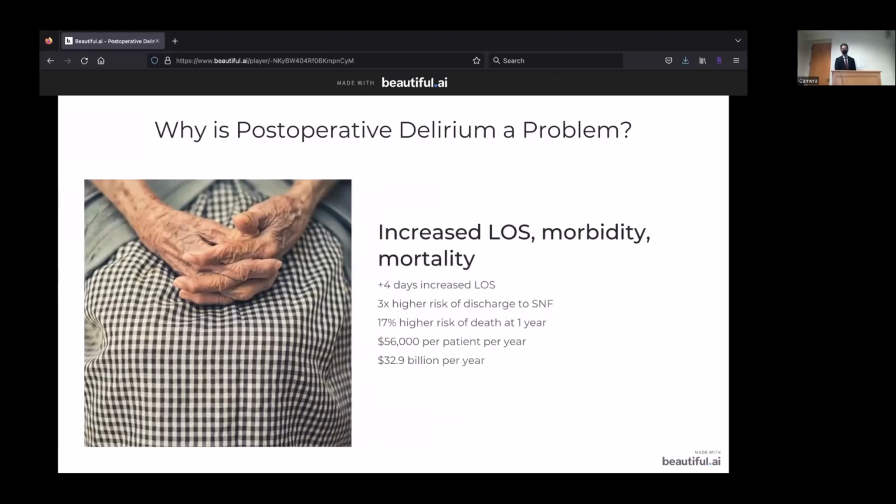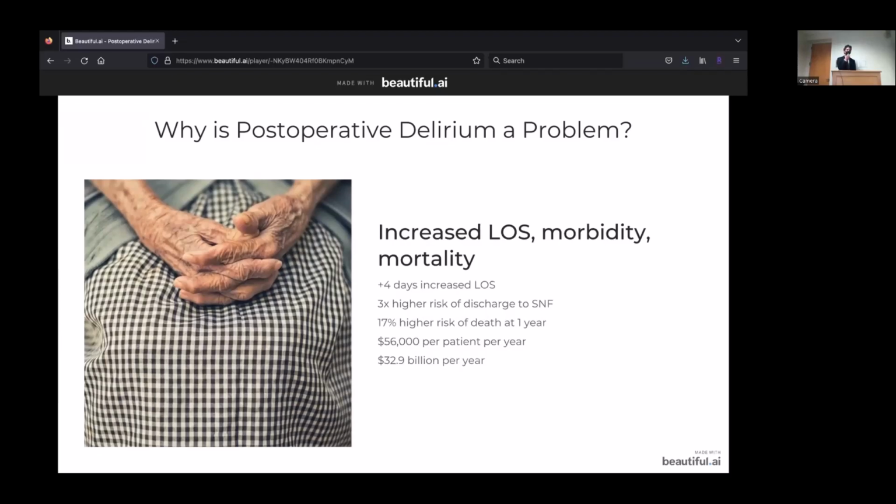Bad things happen to patients that get delirious postoperatively. In the literature, it suggests that it's about 4 days increased length of stay over non-delirious patients. And that's typically due to things like aspiration pneumonias, impaired medication administration, pulling of lines, falls that happen to delirious patients. There's a 3 times higher risk of discharge to a skilled nursing facility rather than going straight home after the hospital. These patients are staying for weeks in rehab. They have a higher chance of dying at a year, a 17% higher risk of death.